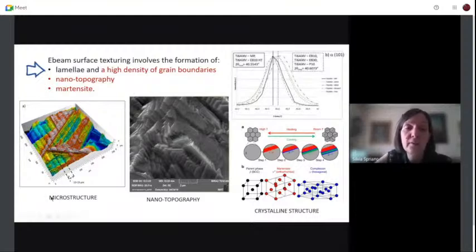One effect is on the microstructure. Because of the rapid, fast cooling of the melted alloy, you get a high density of lamellae and grain boundaries. And if you look at the nanotopography of this surface, you can see very sharp nano steps on the surface. This is a secondary effect of the E-beam surface treatment. And lastly, you also get a different crystalline structure, because you have the formation of martensite, which is an orthorhombic crystalline structure of titanium.